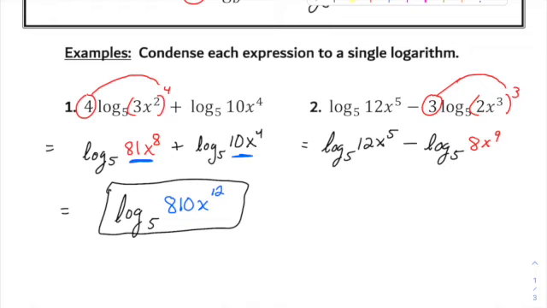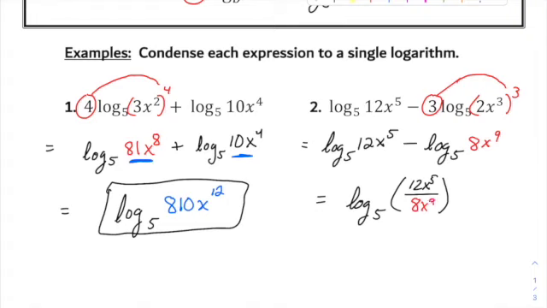Okay, now we are subtracting two logs with the same base. I can condense them to log base 5 of, and the positive argument goes on top. The negative log, you put that argument on the bottom. You're dividing by 8x to the 9th. That's all on the inside of the log.